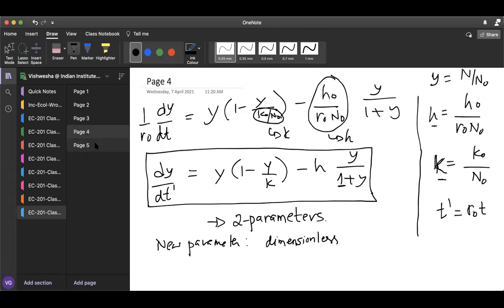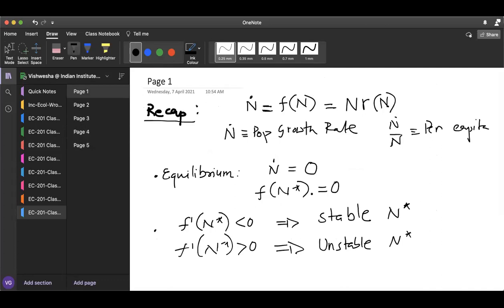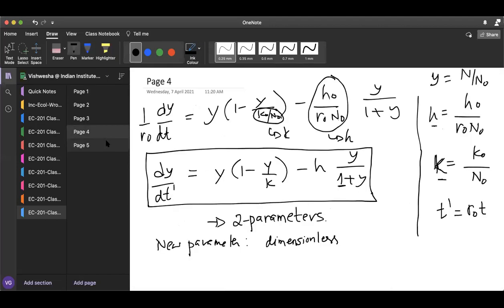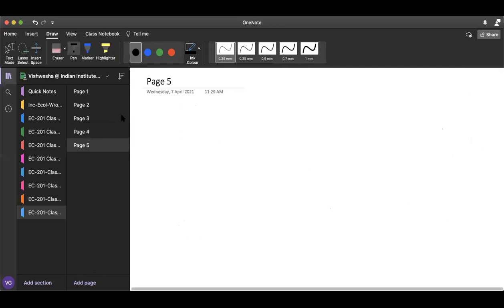One option is, of course, you can blindly go and find the roots of this equation. Go back to page 1, apply this and find all the roots mathematically, and then find the stability and so on. I will not be doing that. I'm going to show you how graphically we can arrive at many of the results. Of course, we will need some mathematics here and there, but we'll minimize the usage of unnecessary algebra. So with that, let's start.